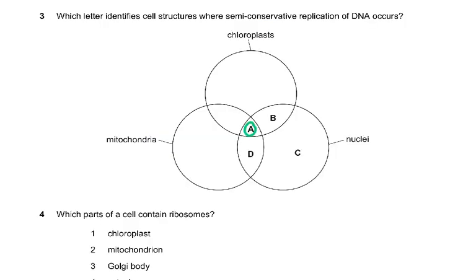Question 3. Which letter identifies cell structures where semi-conservative replication of DNA takes place? So where is DNA present? Yes, it is present inside mitochondria. It is present inside chloroplasts. It is present inside nuclei. And eukaryotes have nuclei. So the answer was A, semi-conservative replication of DNA.